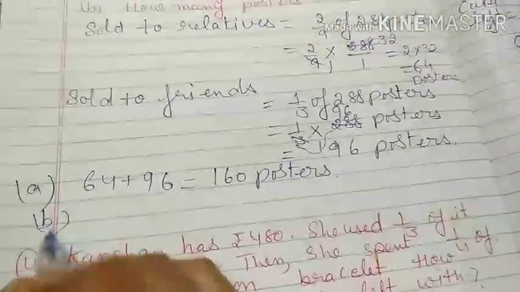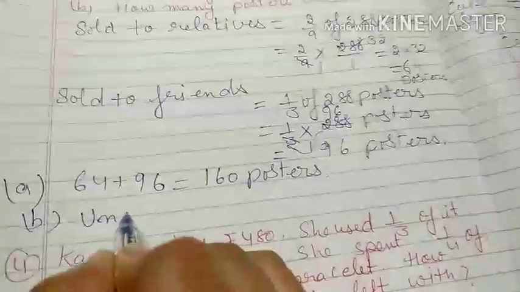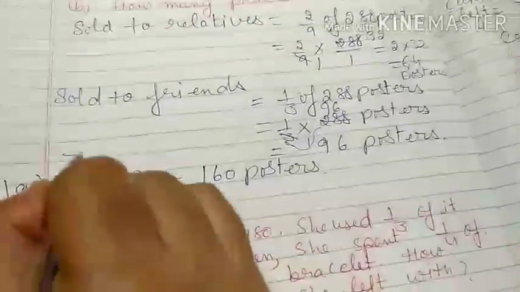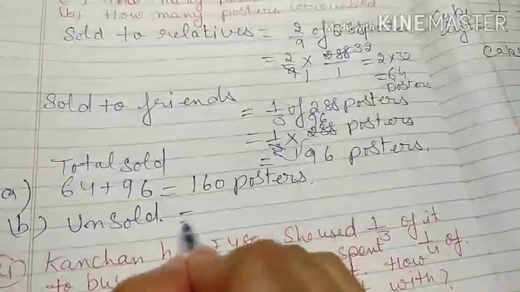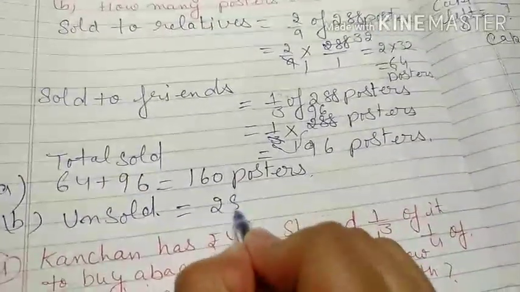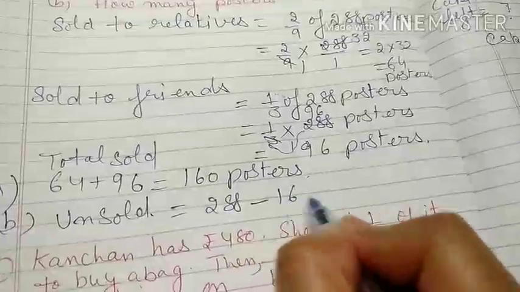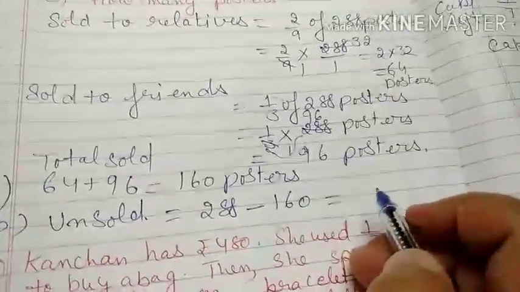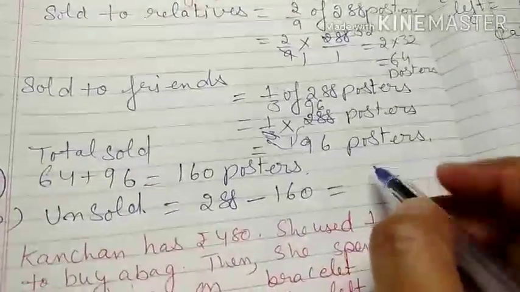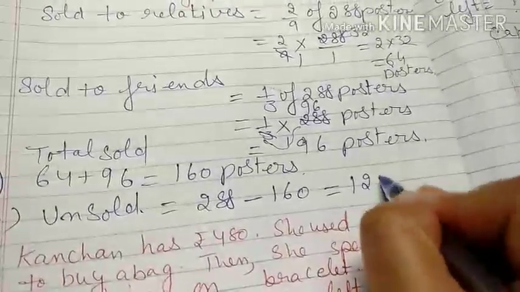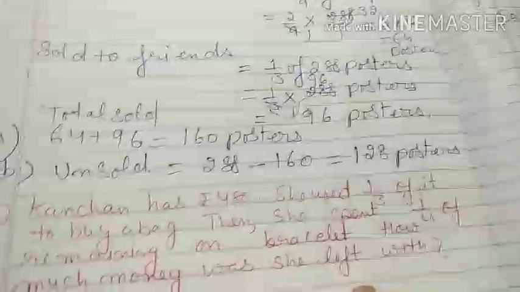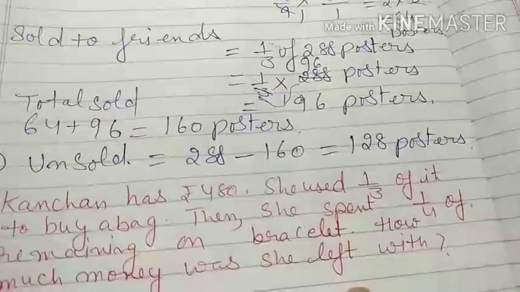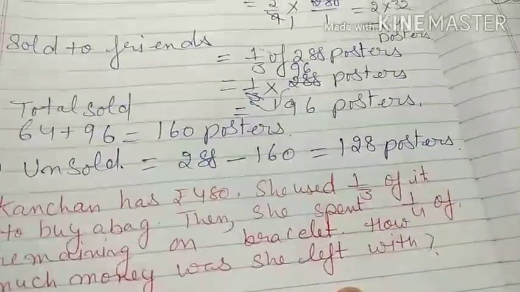So how much unsold is left? Unsold, so that is total minus sold. The total quantity is 288. You have to subtract 160 from 288. That gives you 128 posters. So that means the posters left unsold are 128 posters.